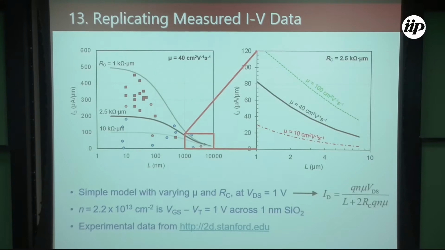If you are not getting those current levels, then your mobility is probably not this number, and your contact resistance is probably not that number. So it's just good to check your extraction and plug it back in.